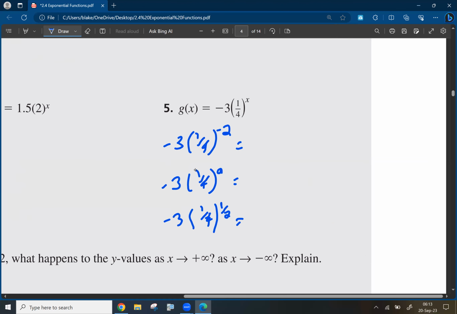So, again, evaluating this, you can use a calculator. You could probably do it in your head as well. But yeah, I think this is going to be negative 3 times 16. I think it's going to be negative 48. Let's check this out. Let's pull up my calculator on the screen so you guys can see exactly what I'm doing.